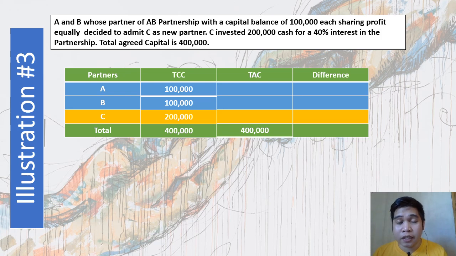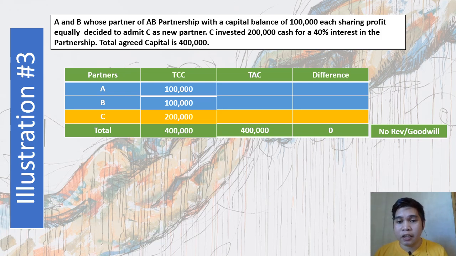So as you can see, the total contributed capital is equal to the total agreed capital. So if that's the case, so the difference is 0. So dahil 0 po yan, so no revaluation nor goodwill must be recognized. So ang problem na lang natin, meron po bang bonus? So kung malalaman po natin kapag may bonus, of course, let's compute the capital credit to C or the new capital to new partner. For agreed capital to new partner.